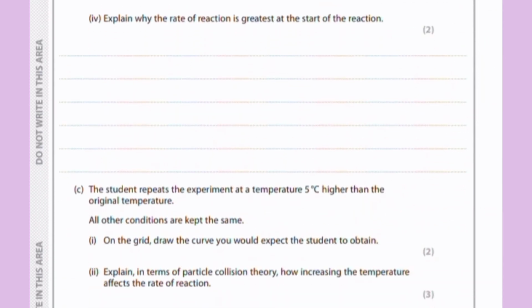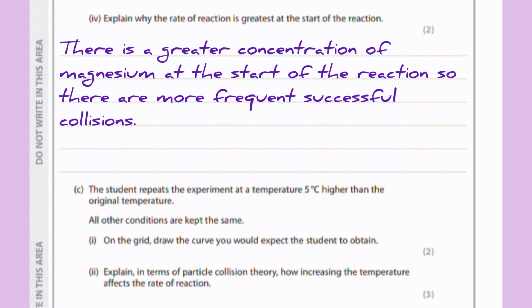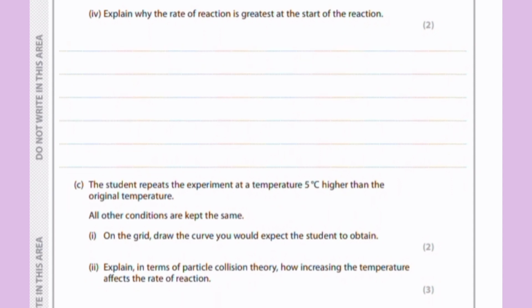Part 4, explain why the rate of reaction is greatest at the start of the reaction. At the start of the reaction, we have the maximum concentration of magnesium. What that means is that we have the most magnesium atoms in the beginning. As the reaction progresses, after collisions, there are fewer and fewer magnesium atoms. Therefore, the rate of reaction decreases. So in the beginning, since there are more particles, there are more frequent collisions which have energy equal to or greater than the activation energy. So the answer is there is a greater concentration of magnesium, so there are more frequent successful collisions.